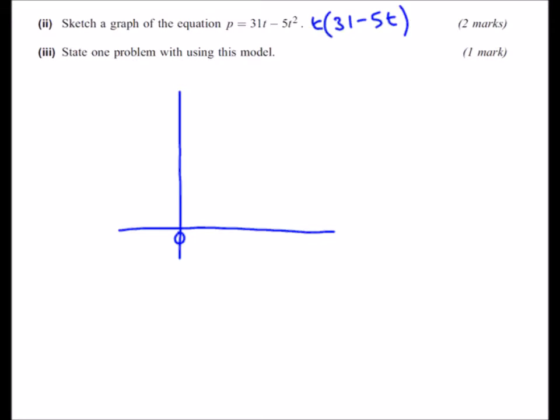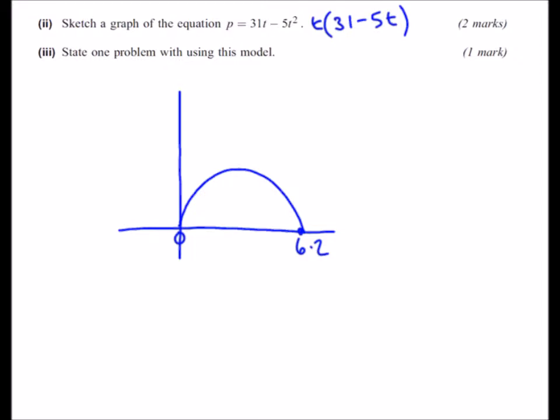So I know that because it's minus t squared, it's an n-shaped graph. And this point here is going to be 6.2. So my graph looks like this. Part I asks you to find the maximum value. I've skipped that, but you would also indicate the maximum value.